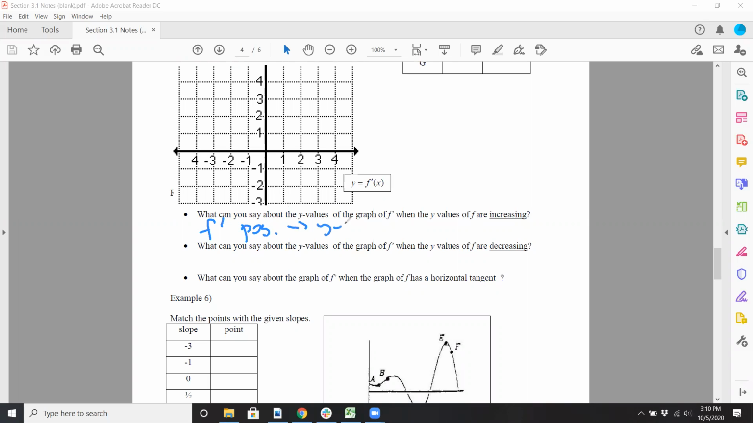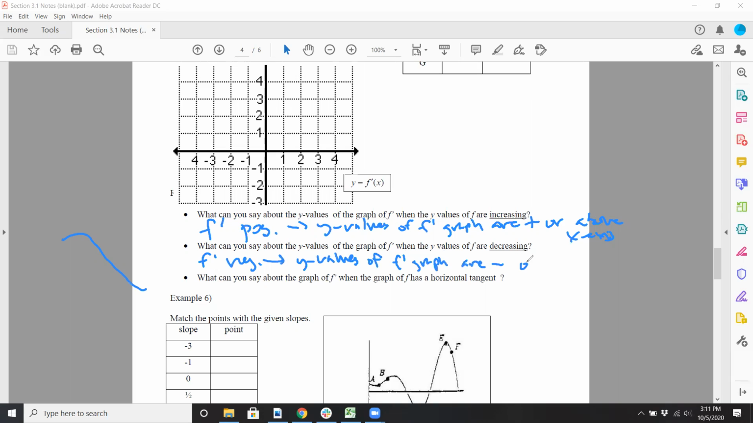So that means that the y values of f prime graph are positive or above the x-axis. Whereas here, when you have a decreasing function, like when the graph is dropping, f prime is negative. So the y values of f prime graph are negative or below the x-axis. That's what I say there.